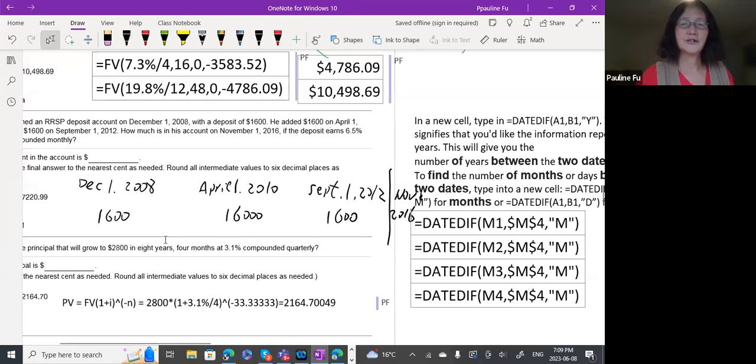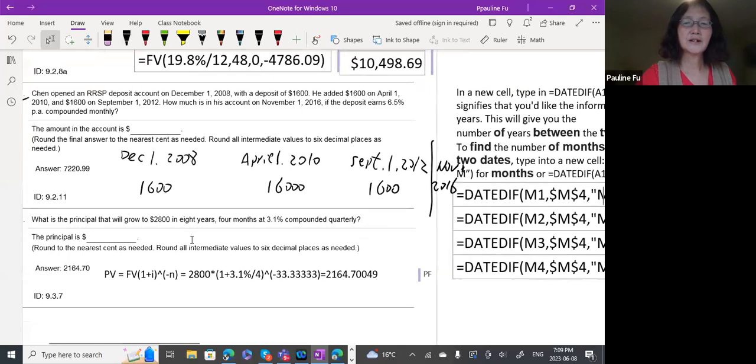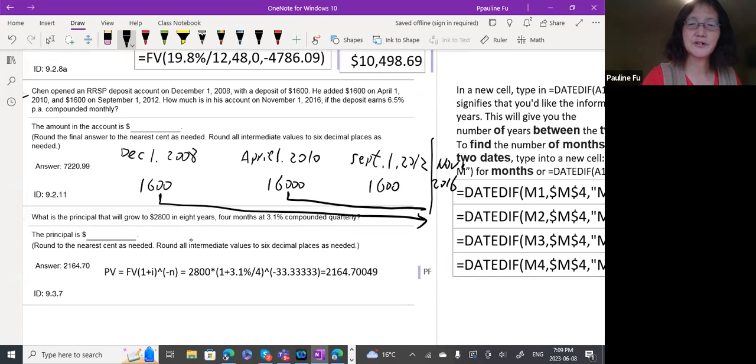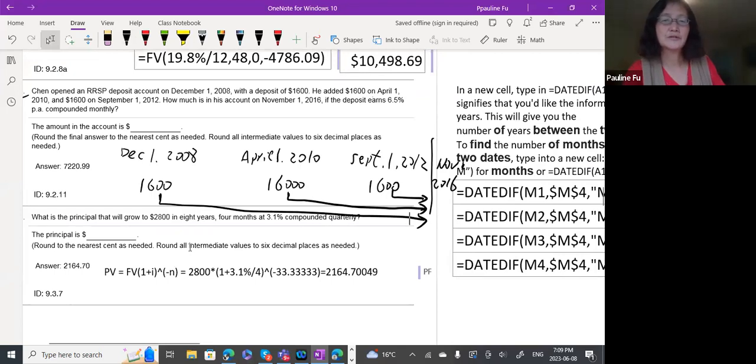Okay, so we need to do 3 calculations. First, what is the future value for December 1st? Then what is the future value for April 1st? And then what is the future value for September 1st? And during those calculations, we need to figure out how many days between December 1st, 2008 and November 1st, 2016, and how many days between April 1st, 2010 and November 1st, 2016.